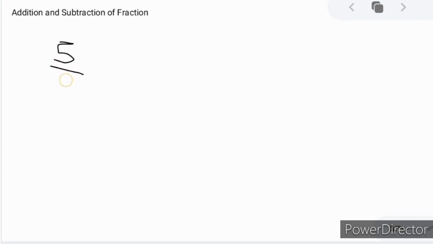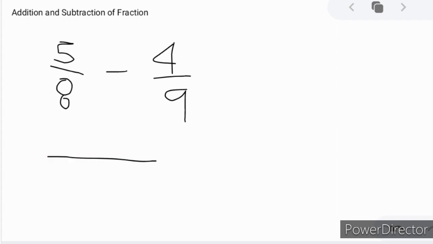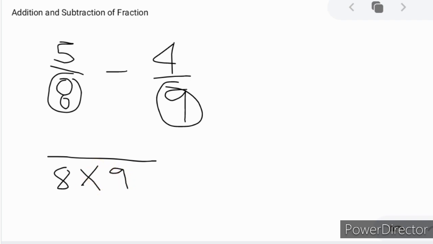Now we're going to tackle the subtraction rule of fractions. So here we go. We have 5 over 8 minus 4 over 9. Like what we do in addition, since it is not the same denominator, we simply multiply both denominators of the fractions. So we have 8 times 9 in the denominator.